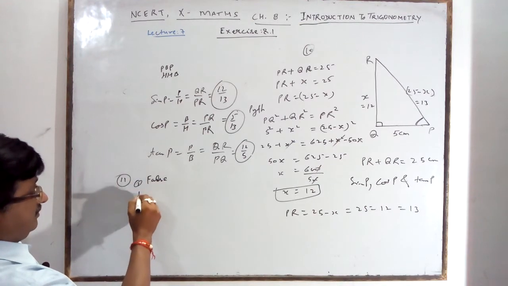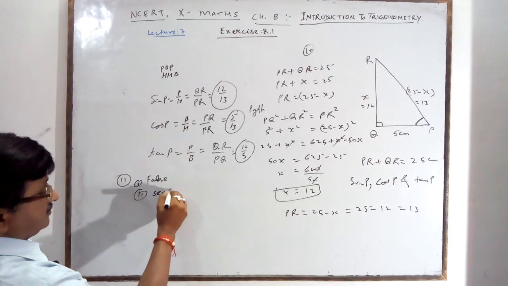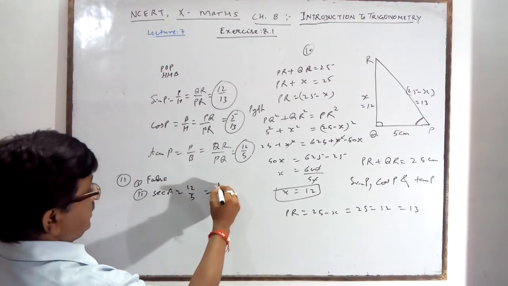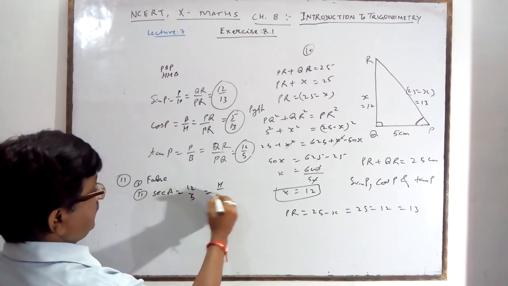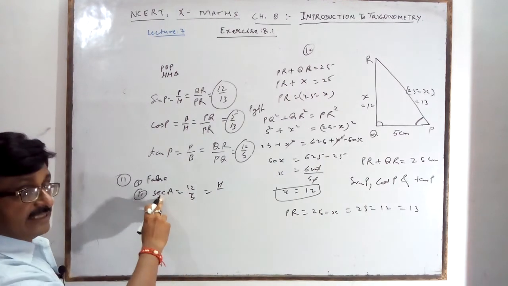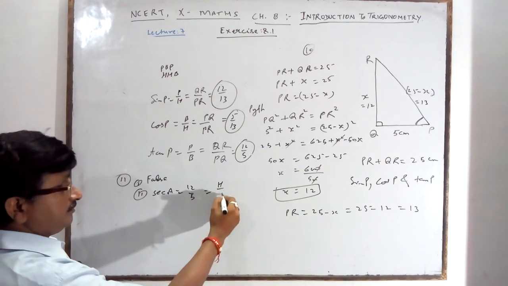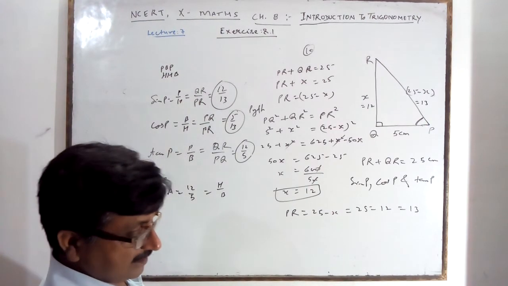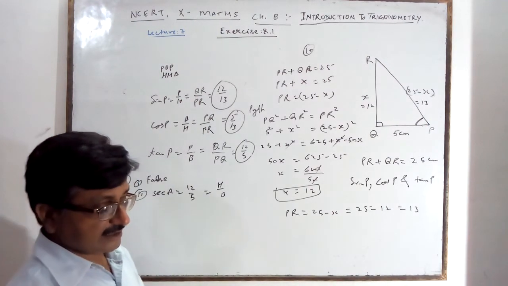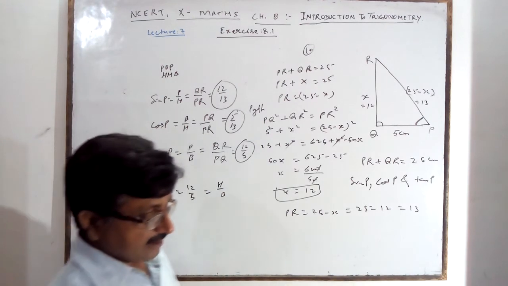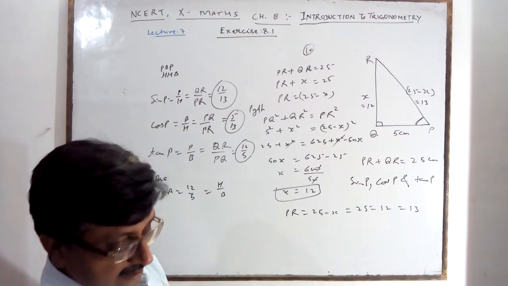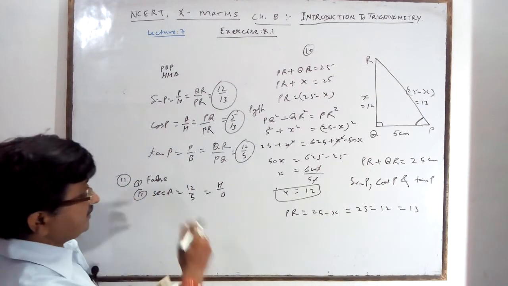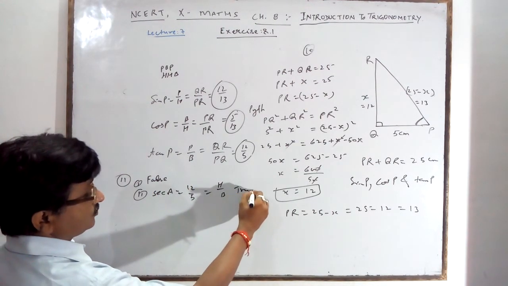Second part is given. Sec A is 12 by 5. Sec A means hypotenuse upon base. So for some value of angle A, what will you get for this? Is it true or false? Very simply you will get that it is true, because hypotenuse is always greater. So it is true.